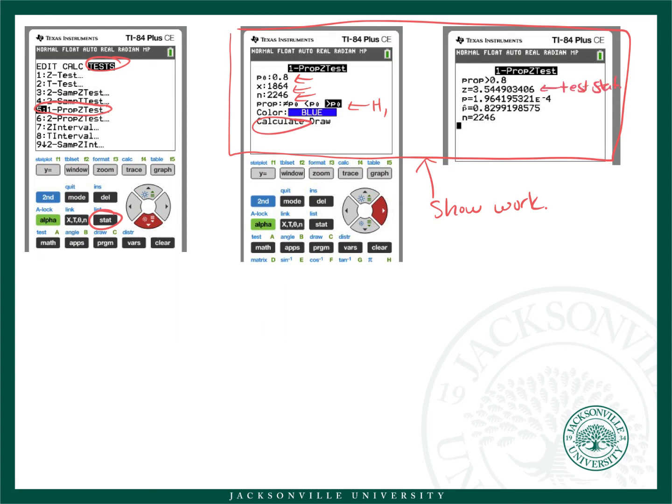So here our test statistic is 3.54, very close to what we got when we used the formula. And then your p-value. Guys, pay attention to how your calculator gives you your p-value. So notice that p-value is 1.96, but we know that a p-value is a probability. So probability is always some number between 0 and 1. So 1.96 cannot be the answer because that's already greater than 1.